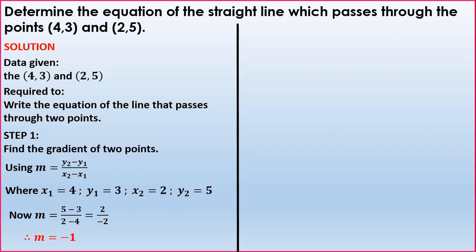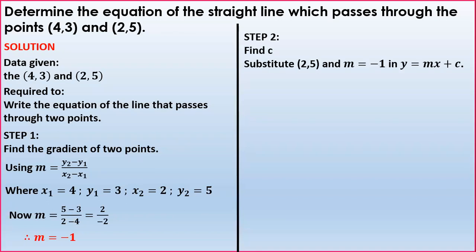Now that I have found my gradient, I can find c. How do we find c? We are going to substitute one of our given points and our gradient into the equation y is equal to mx plus c. But for this example, we will be using the point 2, 5. So let us substitute the point 2, 5 and our gradient negative 1 in the equation y is equal to mx plus c.